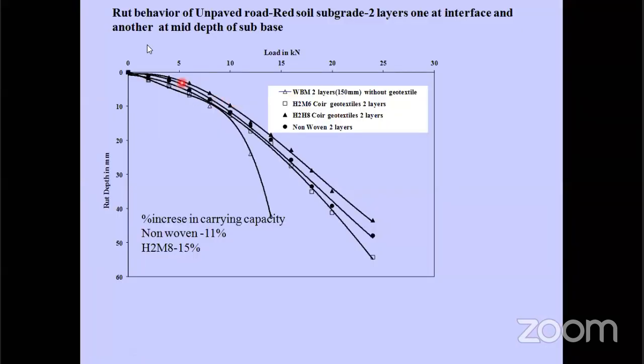Now we move on to the two-layer system. The percentage increase in carrying capacity when an additional layer is put within the subbase: an increase of 11% is obtained with the non-woven, and 15% obtained with the H2M8. Now, for the rut behavior, all these studies we have done with a static loading.